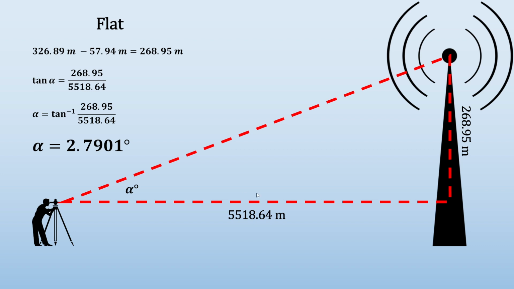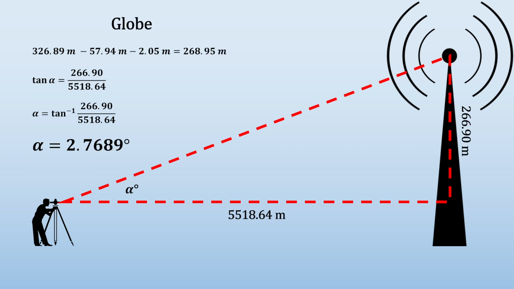So in this first line up the top, we want to work out how much higher the tower is than the observer, and that will become the opposite side of our right triangle, and the adjacent side of the triangle is the distance over the ground, which is that 5.5 kilometers. So take the arc tangent of that to get alpha, and it works out to be 2.79 degrees, and that is our flat Earth prediction.